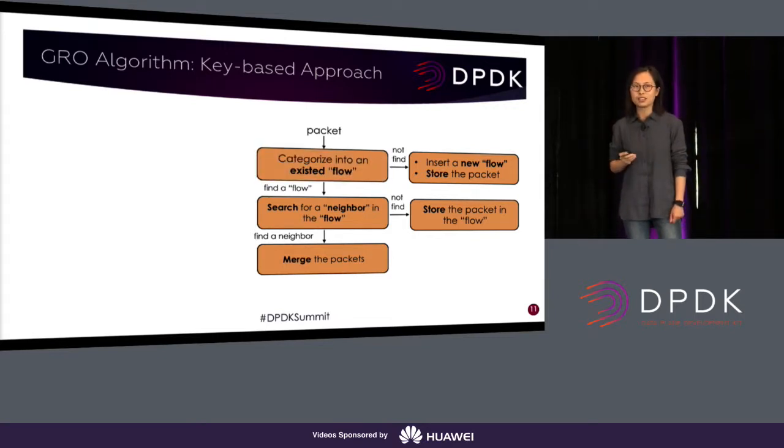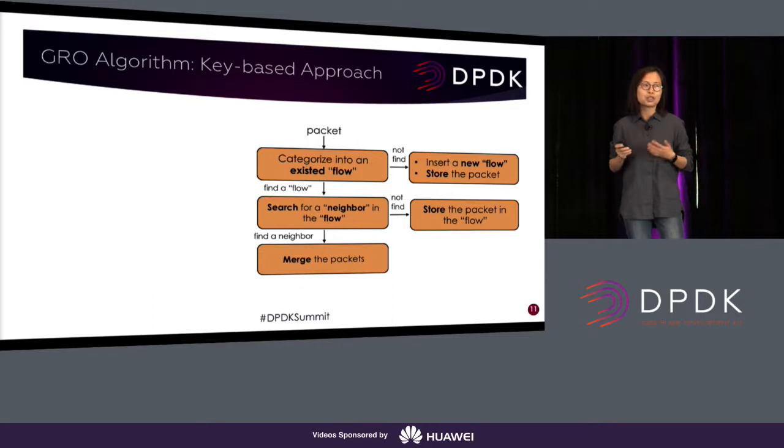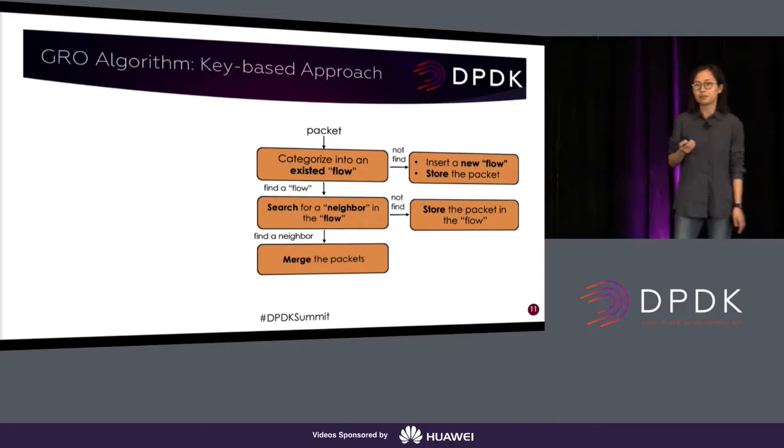For an input packet, we will categorize the packet into a flow first. If we cannot find an existing flow for the packet, we will insert a new flow and insert this packet in this new flow. But if we can find a flow for the packet, we will check all packets in this flow and try to find a label for the packet. If we cannot find a label, we will store the packet into this flow. But if we can find a label, we will merge these two packets together.